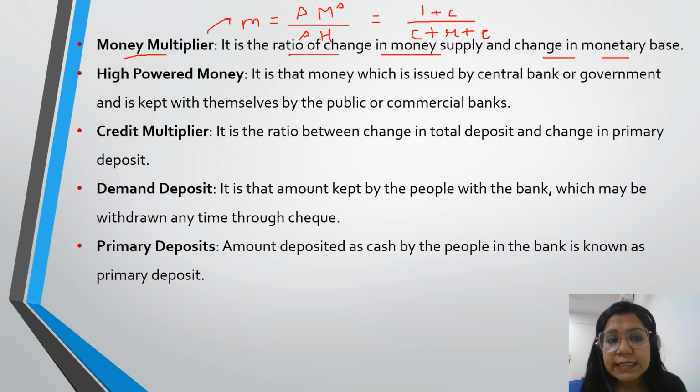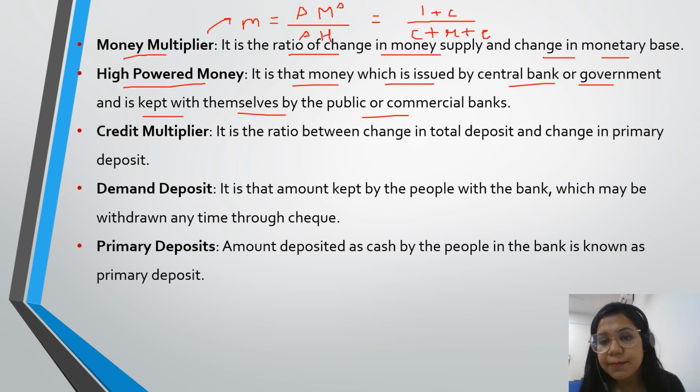Now, what is the high powered money H here? See, it is that money which is issued by the central bank or the government and is kept with themselves by the public or the commercial banks. So, we had read that this high powered money H is equal to what? It is equal to the currency which the public keep with themselves plus the reserves. So, reserves are kept by the commercial banks.